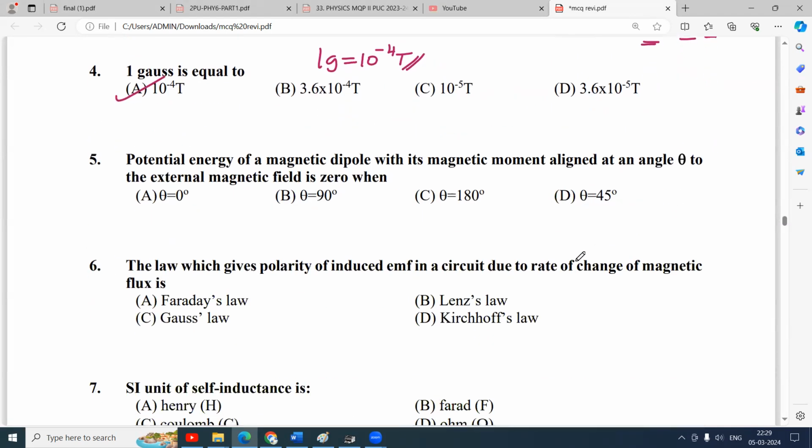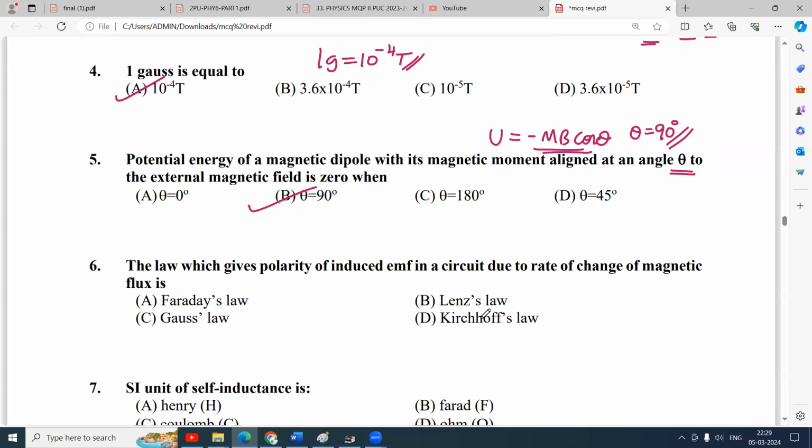Potential energy of a magnetic dipole with its magnetic moment aligned at an angle theta to the external magnetic field is 0 when, so with respect to the angle theta, when will the potential energy of a magnetic dipole be 0? You know that potential energy of a magnetic dipole is minus mB cos theta. This will be 0 when theta is 90 degree because cos 90 is 0. So theta should be 90 degree.